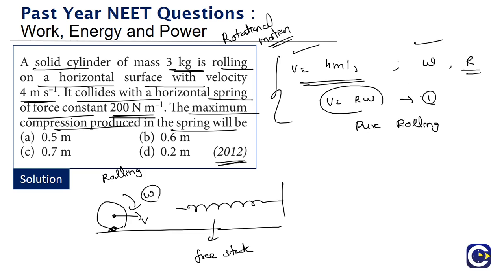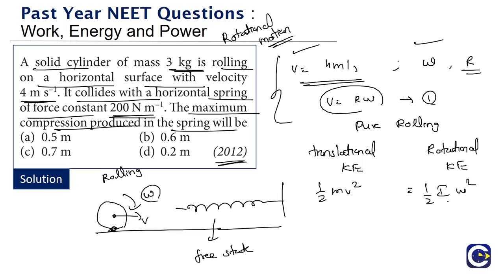This is something that we will be learning in the rotational motion chapter. That is why I said we will be able to understand this question once we complete that. Because a rolling object will have two kinetic energies. One is the translational kinetic energy, which is half m v square. Second is the rotational kinetic energy, which is half I omega square. So this I is the moment of inertia. For a solid cylinder rolling about its axis like this, this is what we call the principal axis.